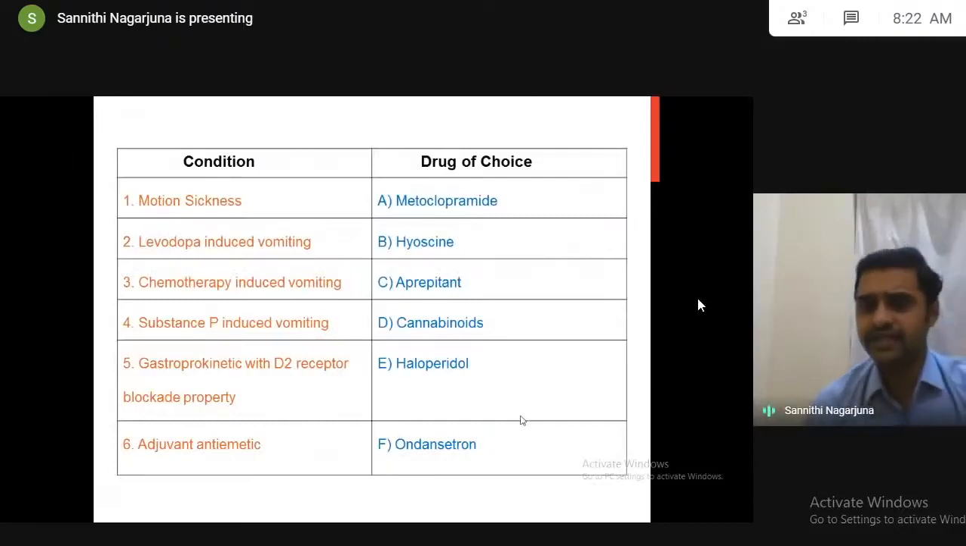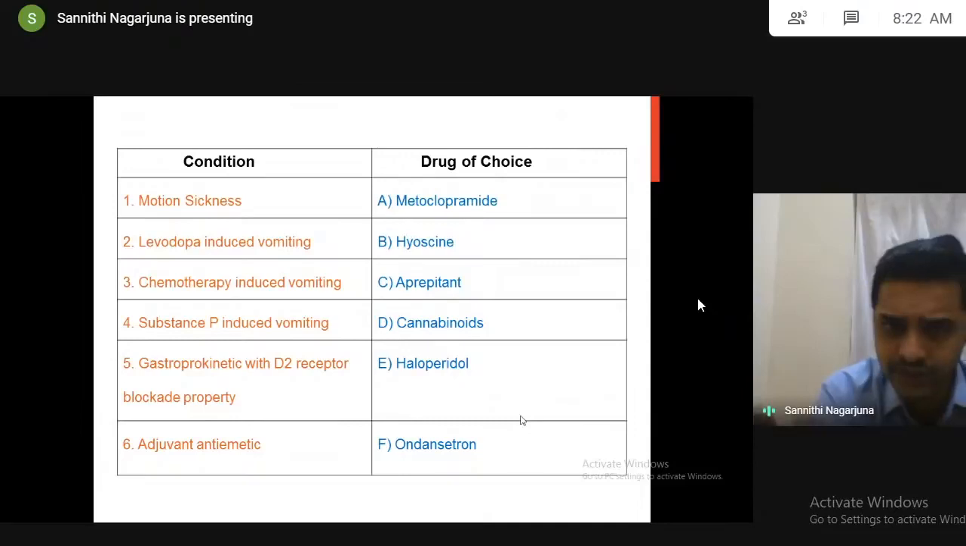For your exercise, I have given one representation here. On your paper, you just write what the answers are for this. These are all the different conditions, and these are all the different antiemetics. So you tell me which condition we are using which class of drug, which type of drug.